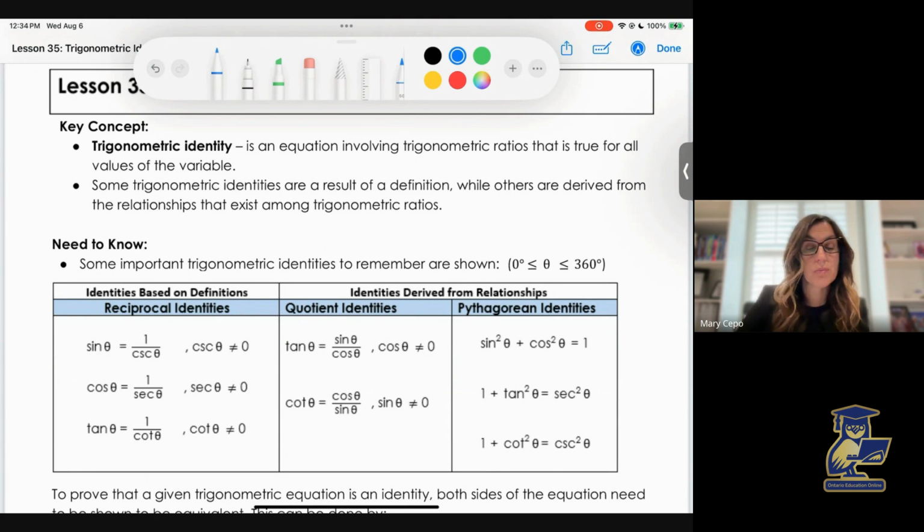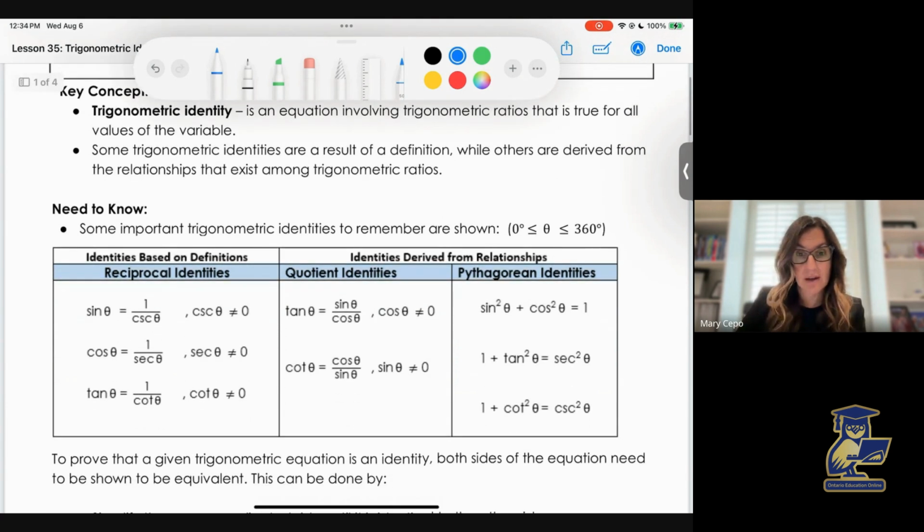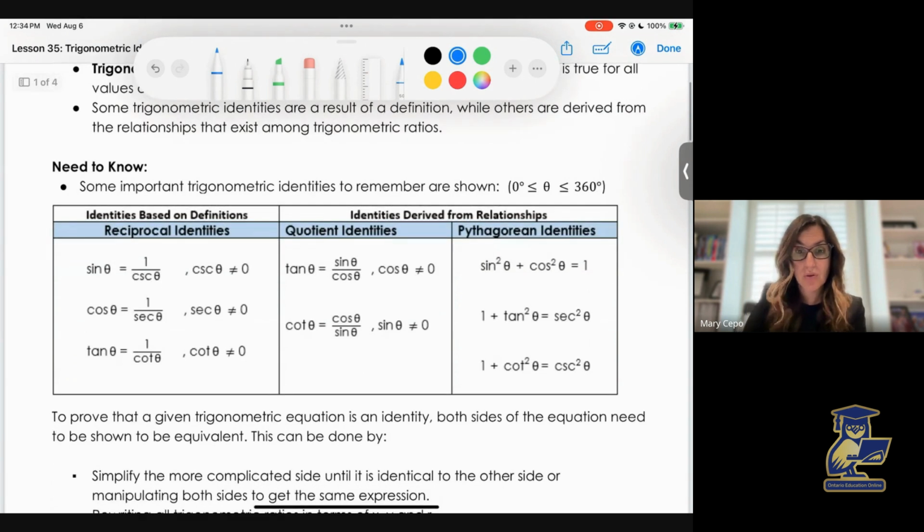What do we need to know? Some important trigonometric identities to remember are shown. Keep in mind, your angle measure is always greater than or equal to 0 and less than or equal to 360 degrees. The reciprocal identities are based on definitions. Sine theta is always equal to 1 over cosecant theta. Cosine theta is equal to 1 over secant theta. Tangent theta is always equal to 1 over cotangent theta. Those are the reciprocal identities.